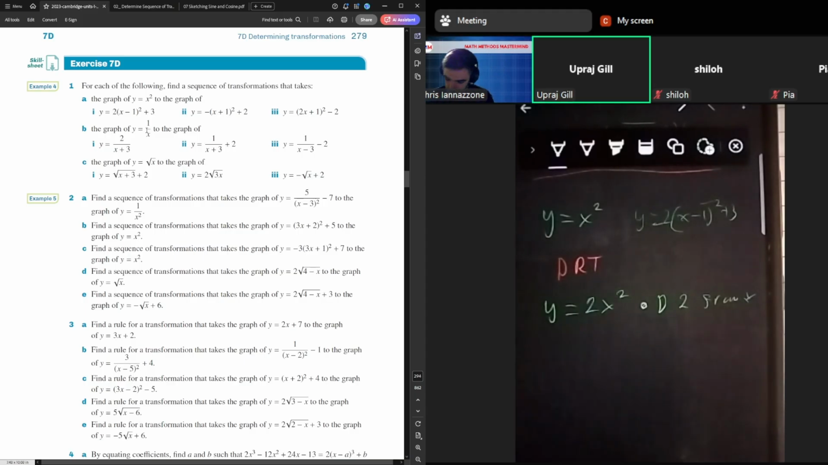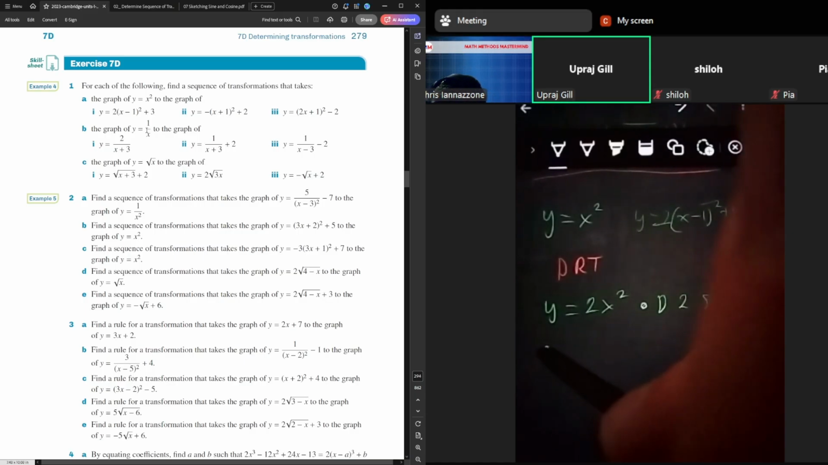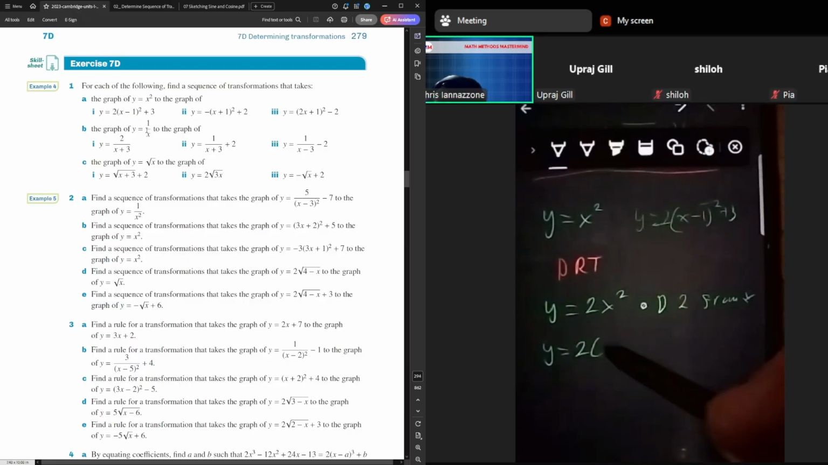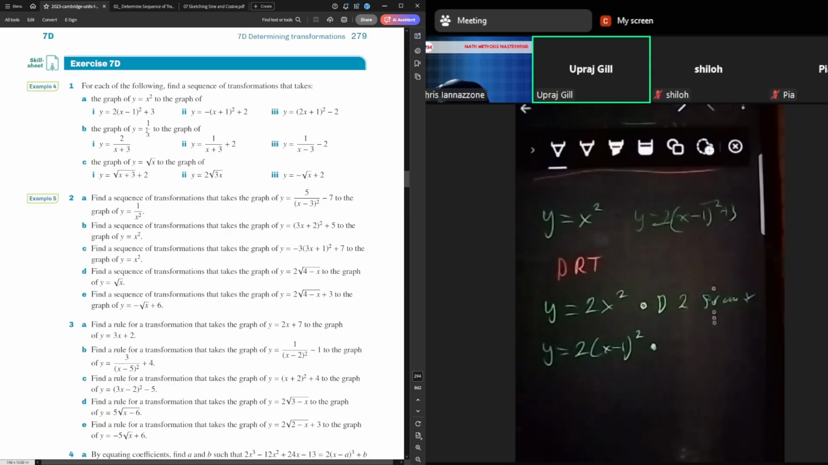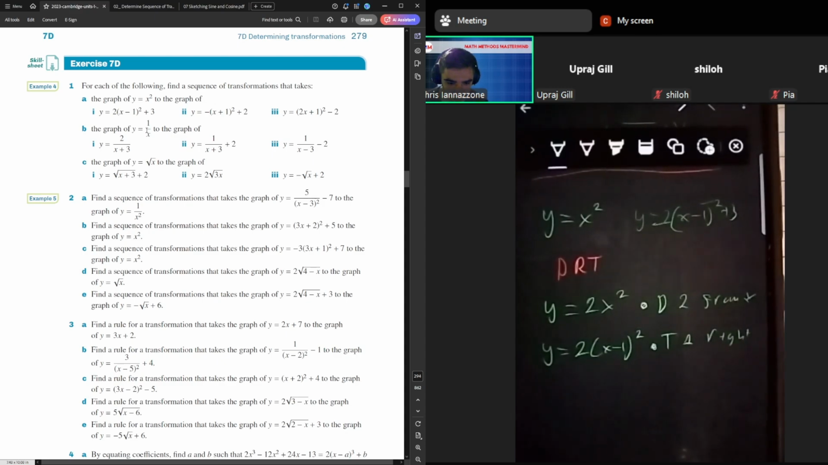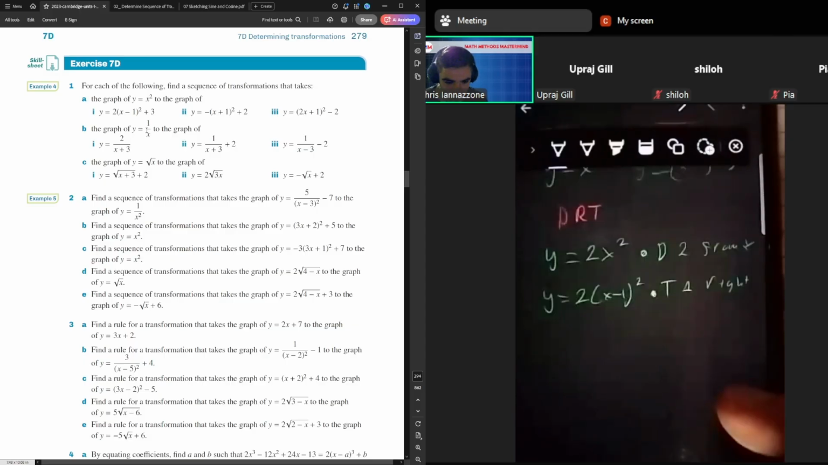You would first make it 2 times (x minus 1) all squared. Yeah, so that gives you an x translation in the positive x by 1 unit. Yep, translate 1 unit in the positive direction of x. I'll just write shorthand so we can get through it a bit quicker.